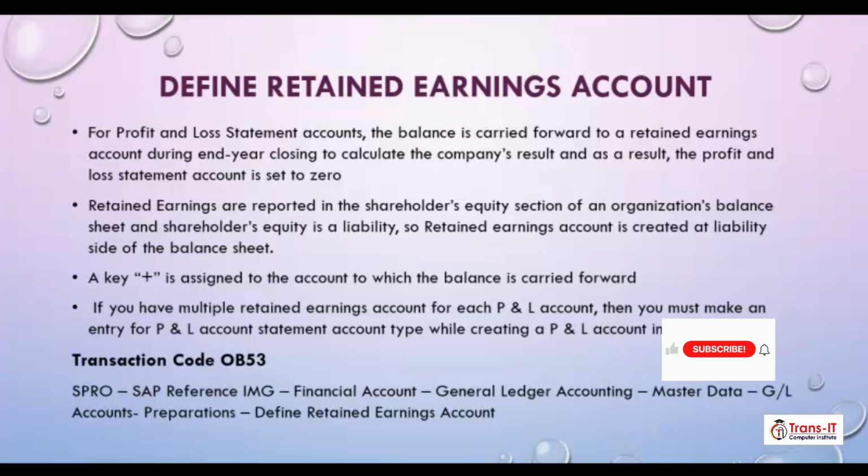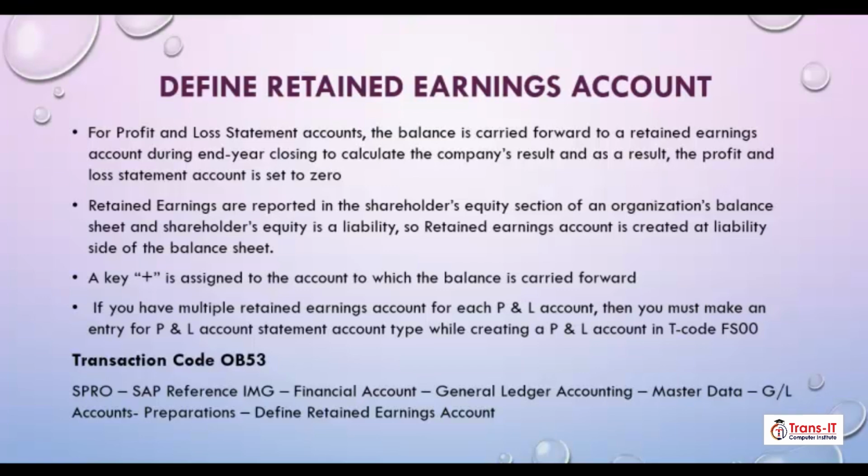Retained earnings are reported in the shareholders equity section of an organization's balance sheet, and shareholders equity is a liability, so the retained earnings account is created on the liability side of a balance sheet. A key plus is assigned to the account to which the balance is carried forward. If you have multiple retained earning accounts for each P&L, then you must make an entry for a P&L statement account type while creating a P&L account in transaction code FS00.